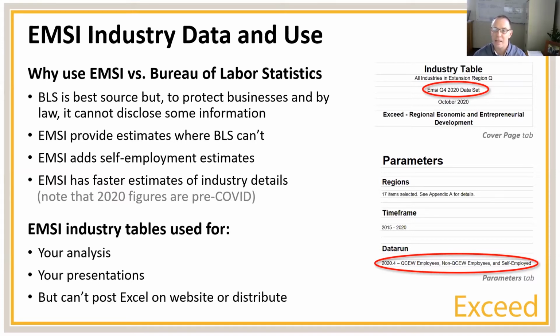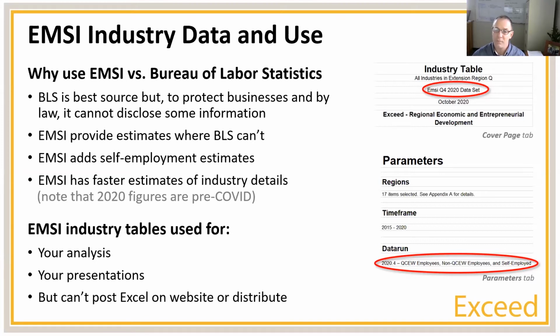And then finally, EMSI provides faster estimates of industry details than the Bureau does. Now, the Bureau has a really good set of information called the Quarterly Census of Employment and Wages. It's where you get a lot of the details of industries and wages and trends in your area, but that information lags 6 to 8 months. So EMSI takes that information and then makes estimates faster than what you'll get from the Bureau of Labor Statistics.